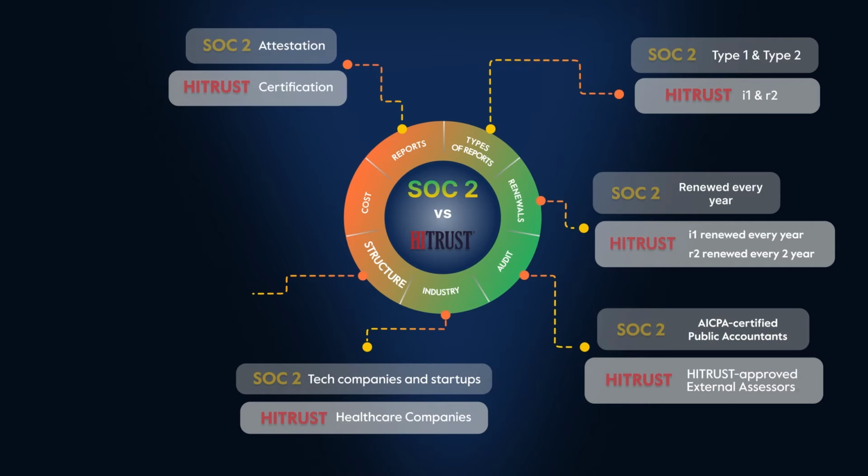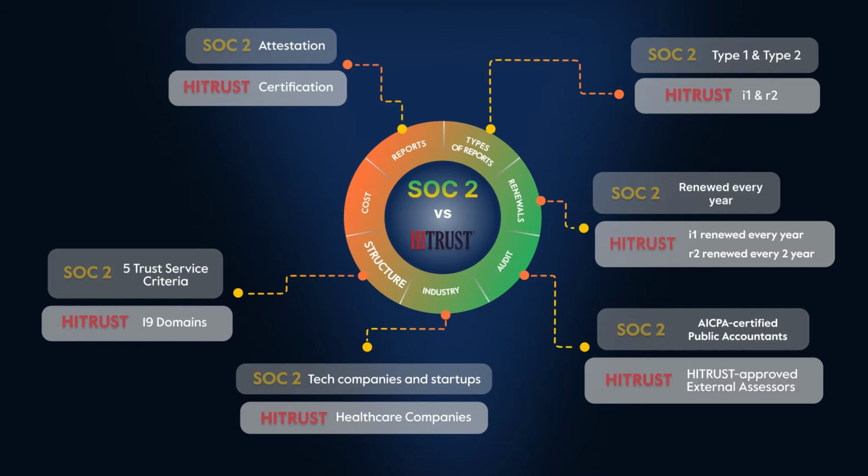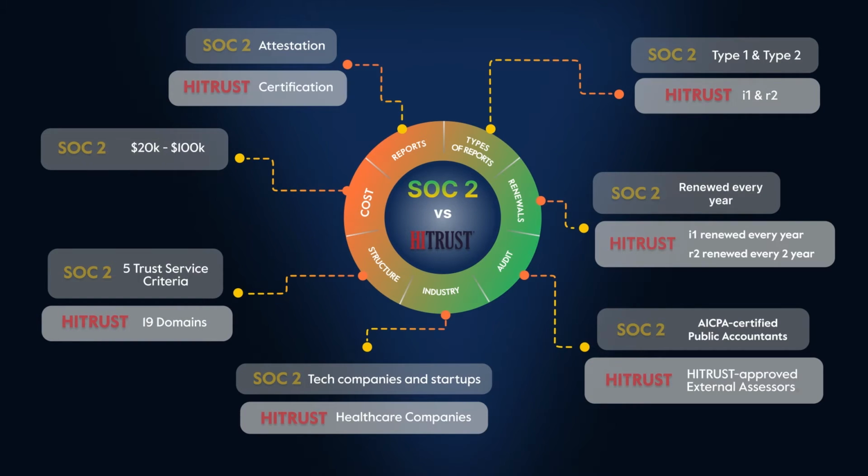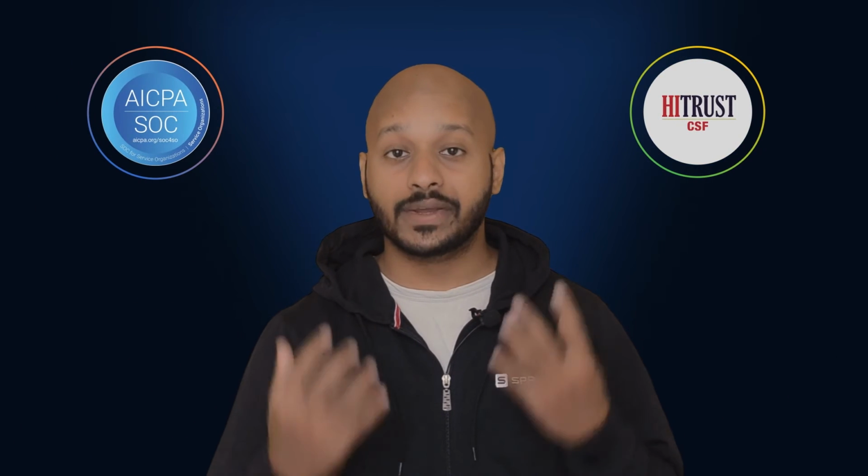Number 6, the structure. While SOC 2 has the 5 trust service criteria, HITRUST is divided into 19 domains. 7, the cost. SOC 2 can cost anywhere between $20,000 to $100,000. Given the expansiveness of its focus though, HITRUST is more expensive. Estimates for an I1 and R2 certification can range anywhere from $60,000 to $200,000. So, which should you get?